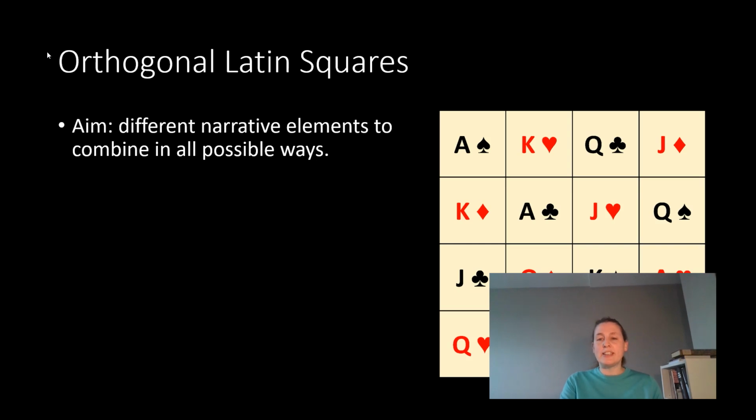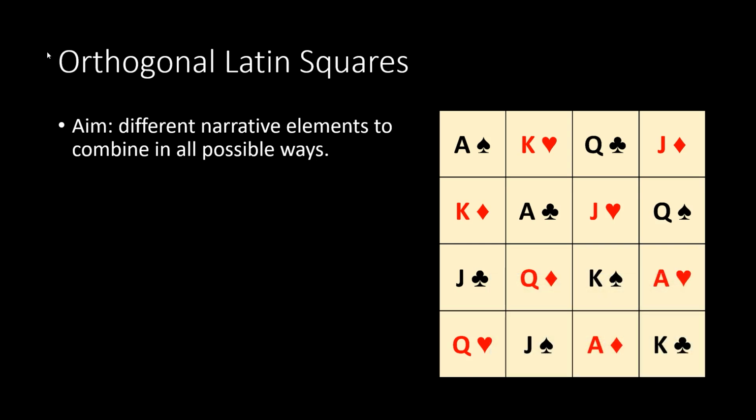And there's an example of this on the slide, where you've got a four by four square, and in each row and in each column, you have one ace, one king, one jack, one queen. These are cards. And you also have one of each suit represented. There's four suits, spades, hearts, clubs, and diamonds. So you've got two collections of four objects, and you have exactly one of each pair represented in the square. But you also have this Latin square thing going on.